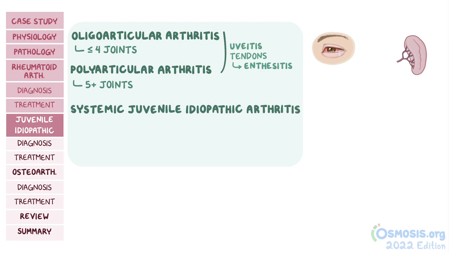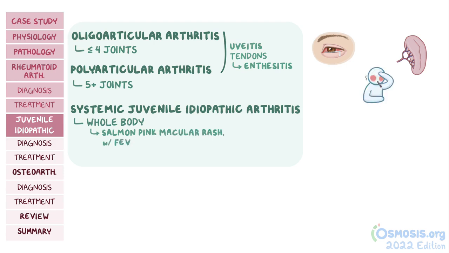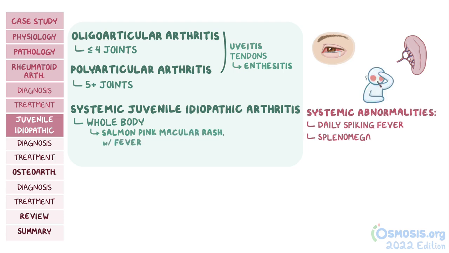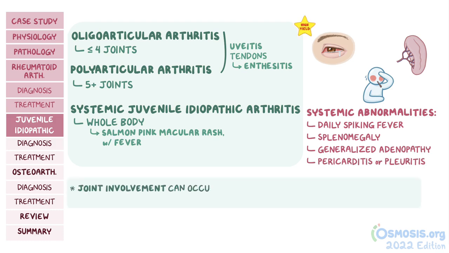It affects not only the joints, but the whole body. The skin can be affected too, mainly showing a salmon pink macular rash that often appears with fever. Other systemic abnormalities that can occur include daily spiking fever, splenomegaly, generalized adenopathy, and pericarditis or pleuritis. Something else worth noting is that joint involvement can actually occur weeks or months after systemic symptoms, making diagnosis difficult.